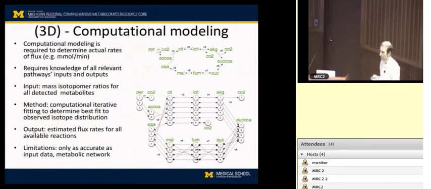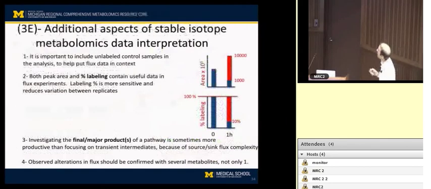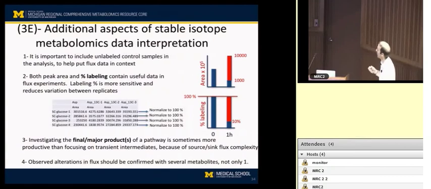So it's oftentimes best to start with a simpler study using transient labeling and looking at relative flux before you decide that this is really essential. Just a few other things. Remember, it's important to include an unlabeled control sample in your analysis. It helps put the flux data in context. Both peak area and percent label contain useful data, so you can look at the change in area with your labeling, and also just look at everything normalized to 100% and look at relative labeling.